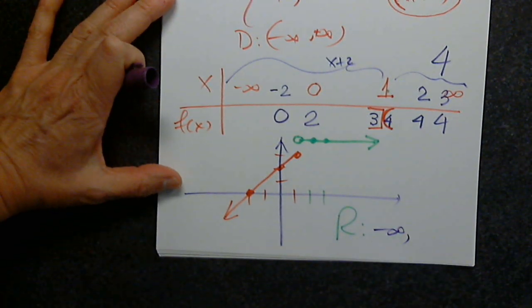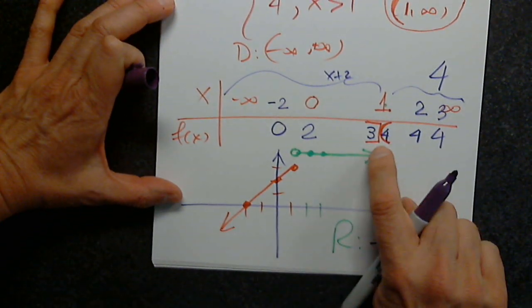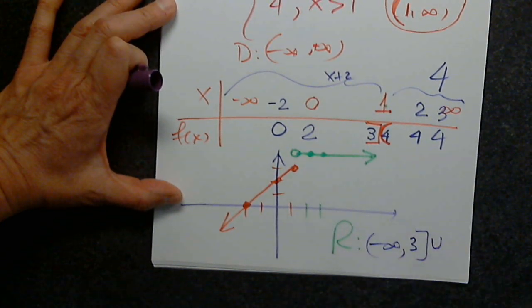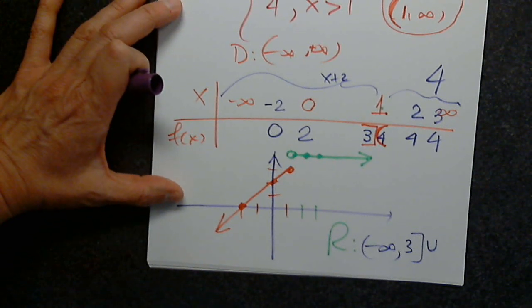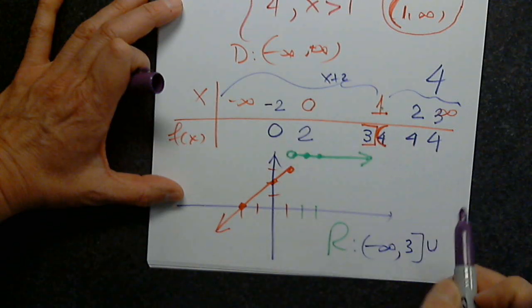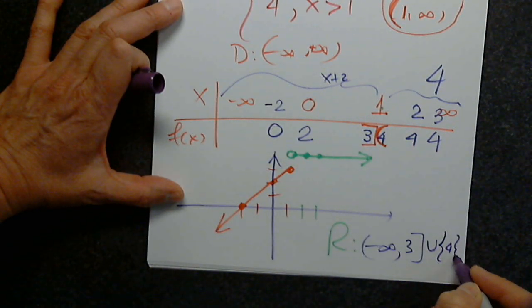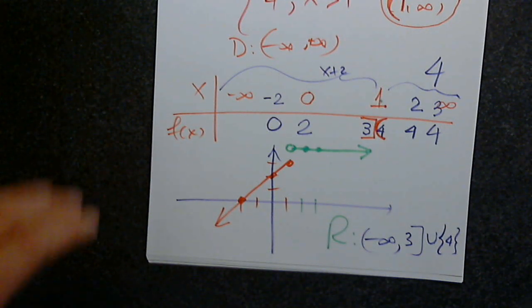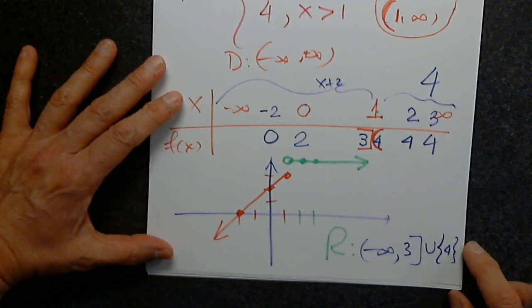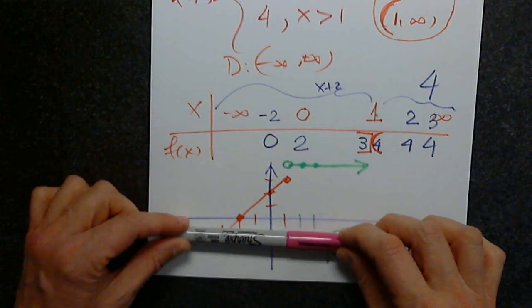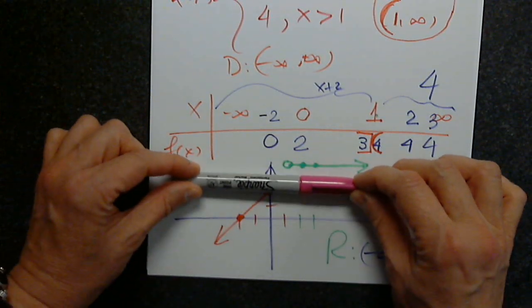Negative infinity, comma, 3, bracket, union, 4 to infinity. Does it go to 4 to infinity, or is it just 4? Sorry, 4. Just 4. How did we get the 3 again? I know how we had negative infinity, but how did we get the 3? It exists, 3 exists.